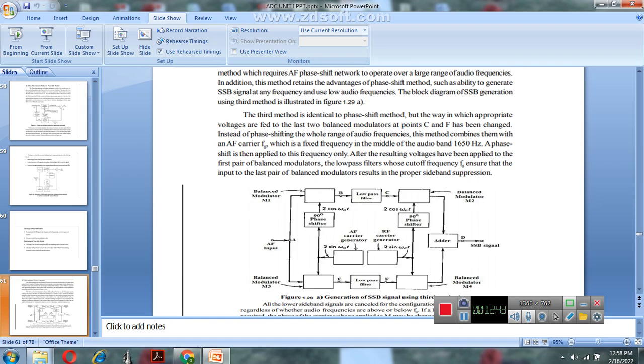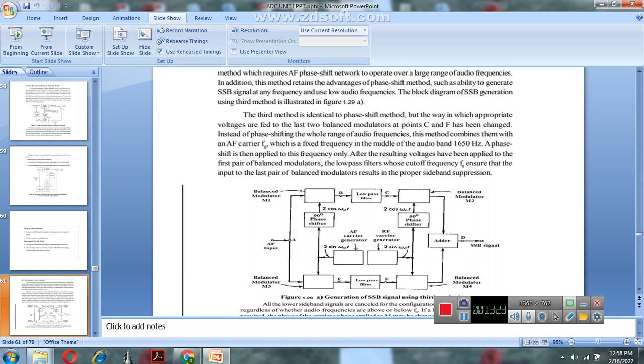These two low pass filters produce low frequency signals connected to balanced modulators M2 and M4. Balanced modulator M2 takes the 90-degree phase shifted carrier signal and balanced modulator M4 takes the carrier signal without 90-degree phase shift. The outputs of M2 and M4 are connected to the adder. The adder adds these two signals and produces the SSB signal. This is the generation of SSB signal using the Weaver method, or third method.